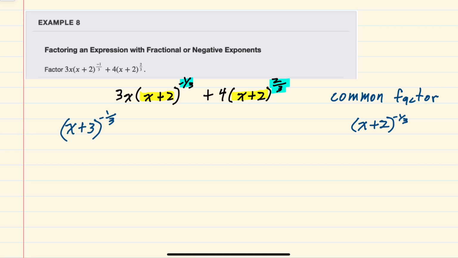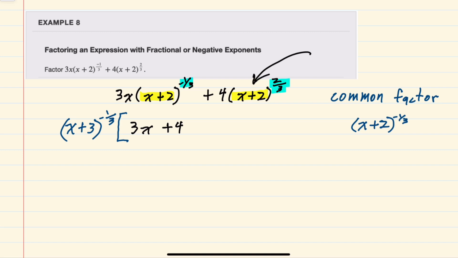So I'll write it outside parentheses. And since I already have parentheses, I'll put what's left inside brackets. From this first term, if I factor out the x plus 2 raised to the negative 1/3, I would be left with just the 3x remaining from that first term. And then for the second term, I would have the plus 4, but here we have to be careful with what we have factored out. We had this x plus 2 raised to the 2/3.